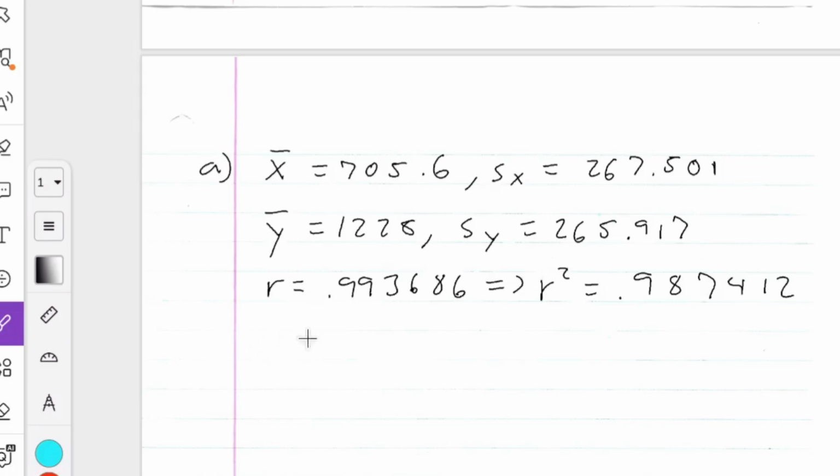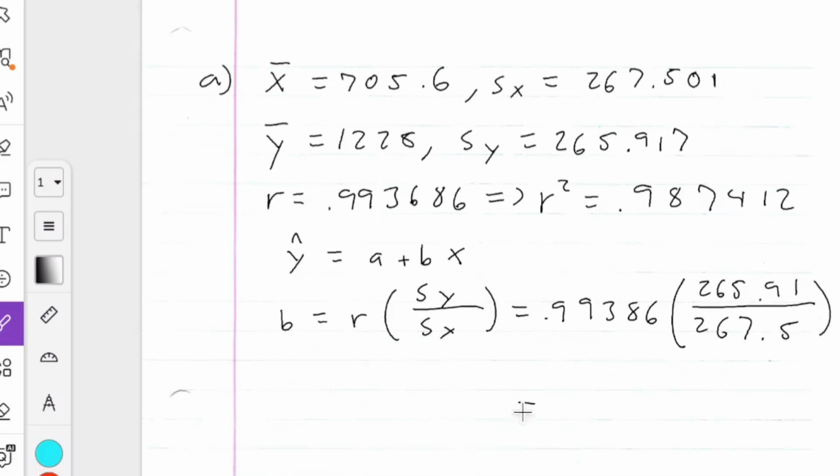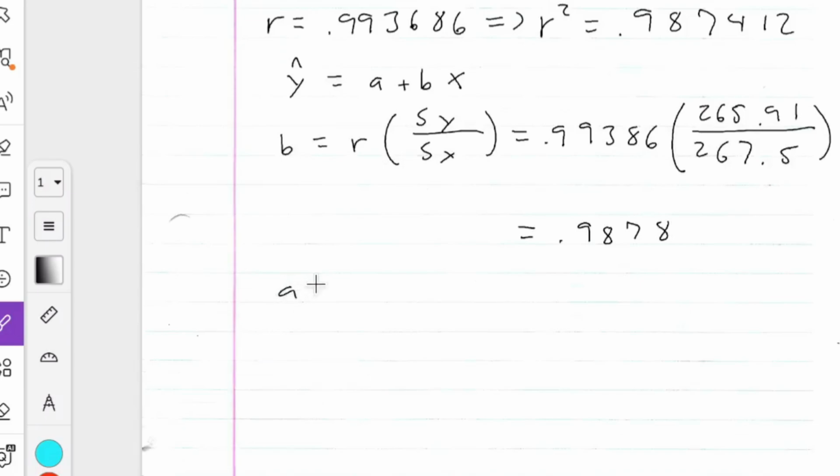So we know for the regression line, y hat is equal to a plus bx, where b is equal to r times the standard deviation of y over the standard deviation of x, which we got to be 0.99386 times 265.91 over 267.5, and that'll give us 0.9878. So that's our B.